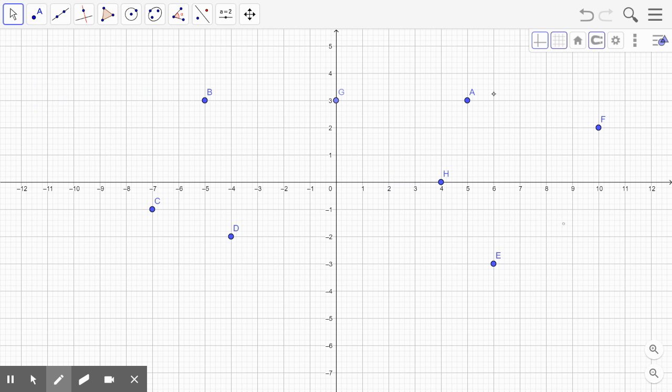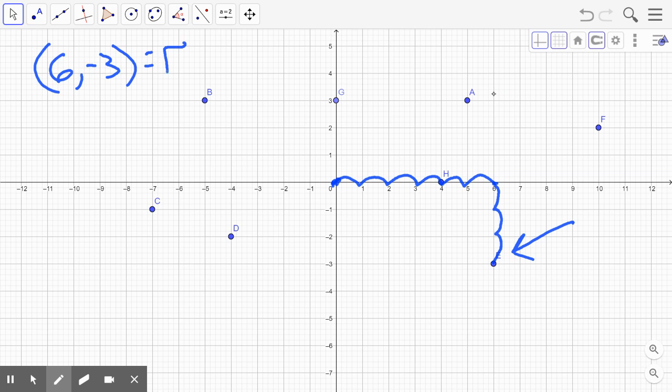One more. We'll do E. Starting at the origin. Always start at the origin. Count over. 1, 2, 3, 4, 5, 6. Okay, and then I have to go down. 1, 2, 3. 6 to the right, that's +6. Down 3, that's -3. So our coordinates for point E are (6, -3).